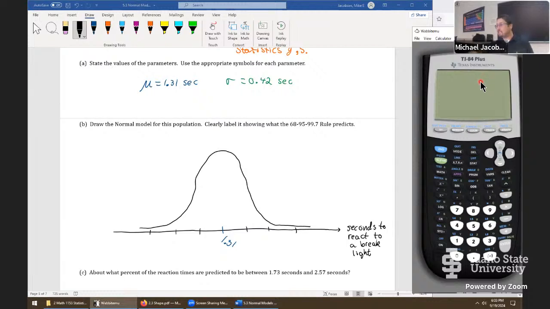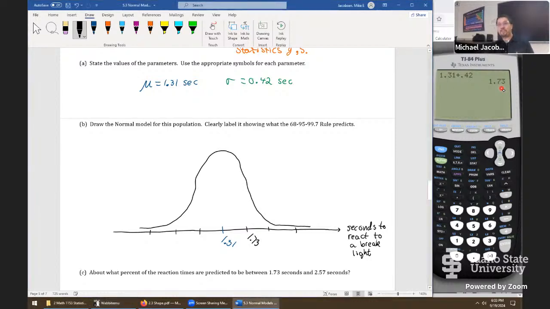Now it's a calculator problem at this stage. You're going to take 1.31, then go plus, we're going to do the upper end, and add 0.42. So that's what your calculator would look like at the first step. So that's just one standard deviation away, 1.73 seconds.